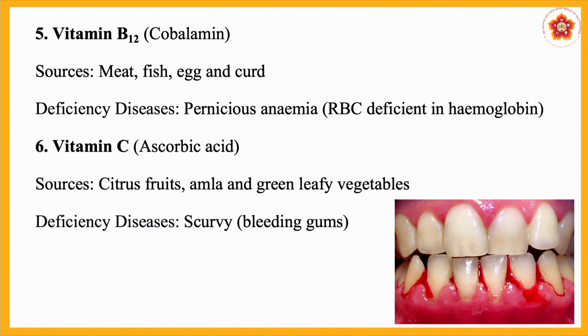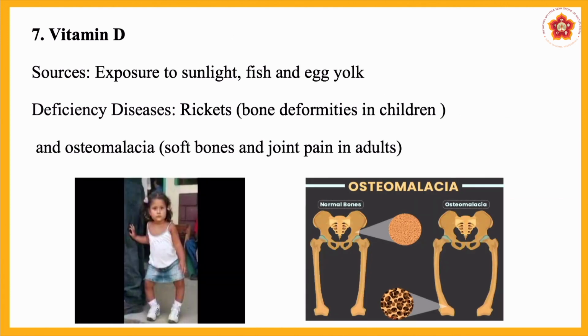Vitamin C, that is called ascorbic acid. It is present in citrus fruits, amla and green leafy vegetables. Deficiency disease is scurvy, that is bleeding gums. You can see in the picture how the blood will come out from the gums, that is all because of vitamin C deficiency.